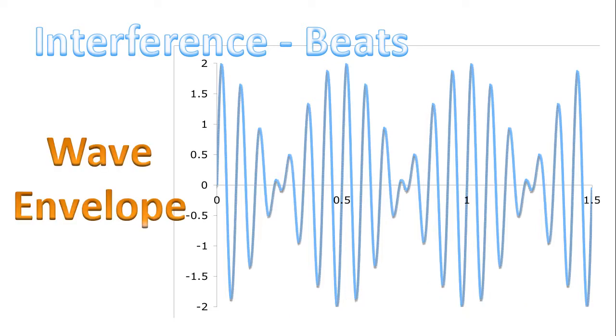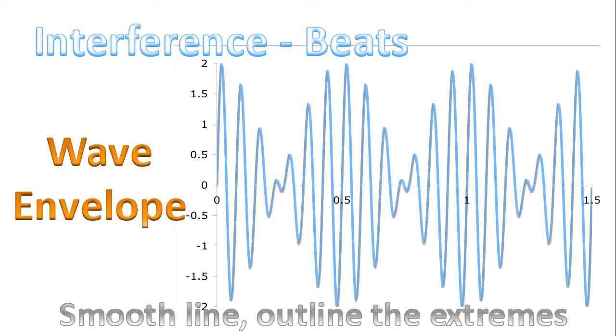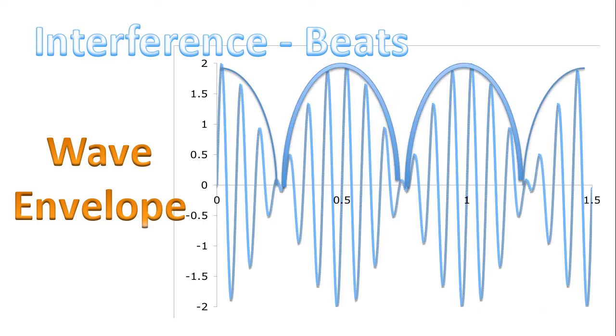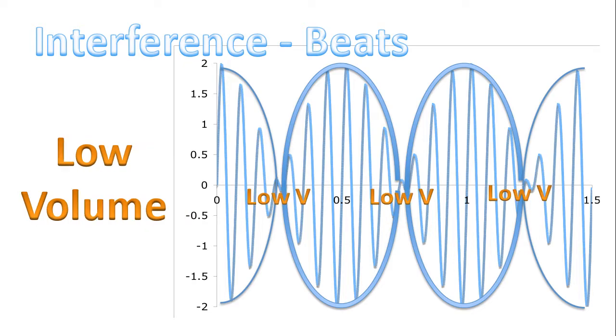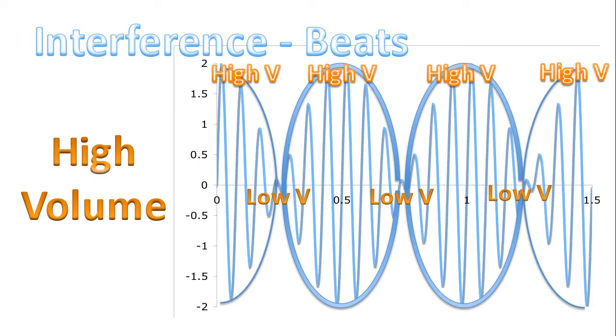Now, to really understand beats, we need to draw a wave envelope. A wave envelope is a smooth line which outlines the extremes of this graph. Here's how we would draw the first part of the wave envelope. Here's the second part of the wave envelope. And here's the entire wave envelope for the upper half of the graph. And here's the wave envelope for the lower part of the graph. Notice I've outlined the three areas of low volume. They are the low points of the wave envelope. The high points of the wave envelope represent the loudest volume.